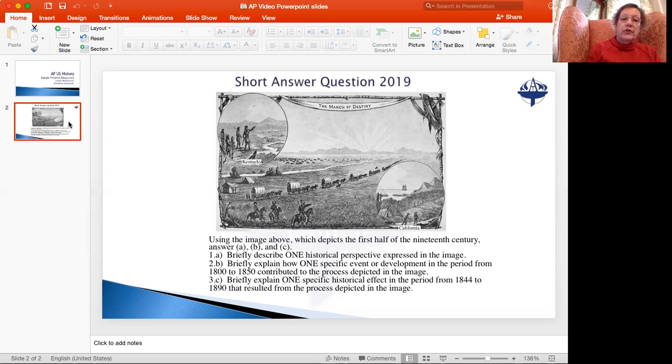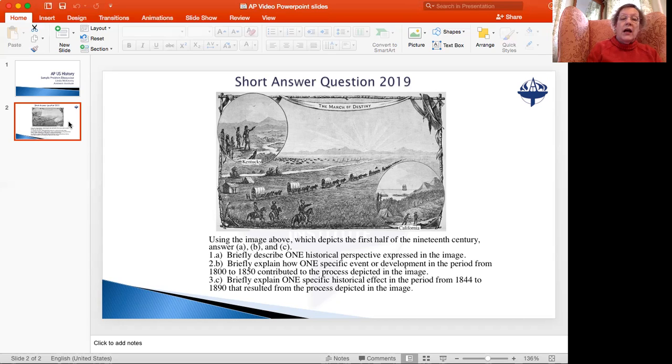On the short answer portion of the exam, you will almost always find at least one question that uses a visual of some kind, a picture, graph, a chart, a map, because these are things that historians deal with, and they want to see how a history student would deal with these documents as well. This particular question, we would start by taking a look at the document itself to see what it tells us.